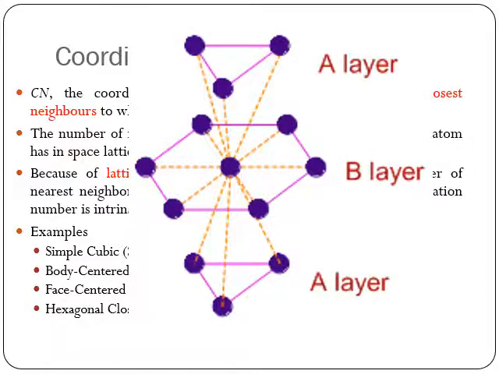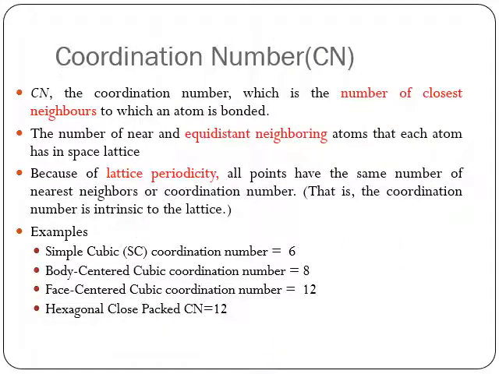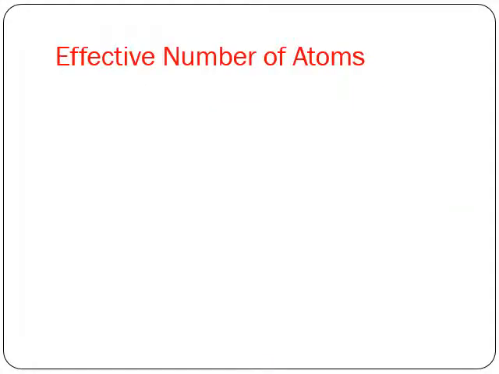All these things are required to calculate the atomic packing factor, which we are going to take up in the coming slides. So you need to know how exactly we can calculate the coordination number. It is the equidistant and closest atoms to a particular atom.